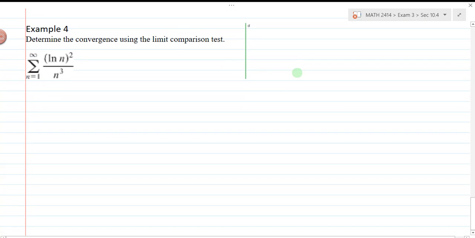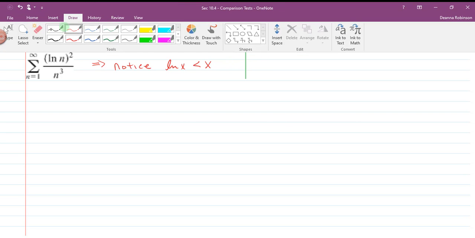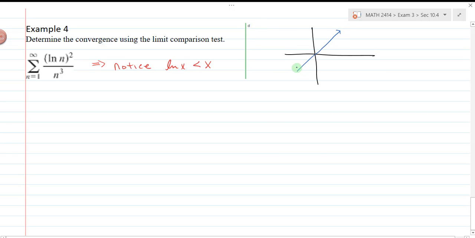And we have one more example to look at here. We want to determine the convergence using the limit comparison test for this series. So notice that the natural log of x is less than x for all values of x. And I showed you that with a graph. Here's a graph of y equals x.